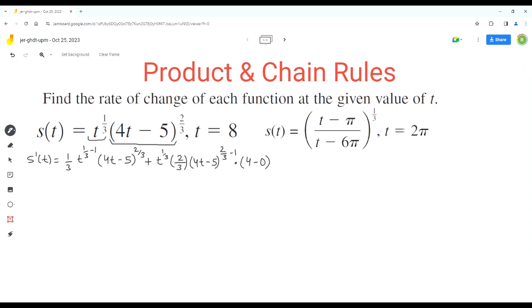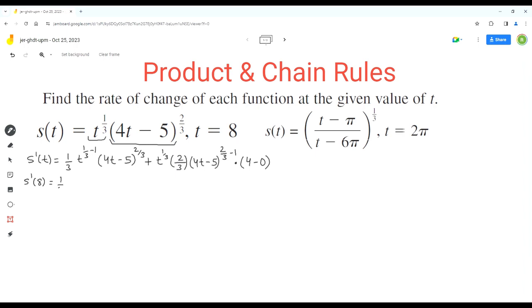Now we have to find the rate of change for this function at t equals 8. We do not have to simplify this expression first and then sub in t equals 8. We can just sub in t equals 8 in this step, and that will save us time and steps. So our next step will be s prime of 8 equals, and as we sub in t equals 8, we can also simplify this expression.